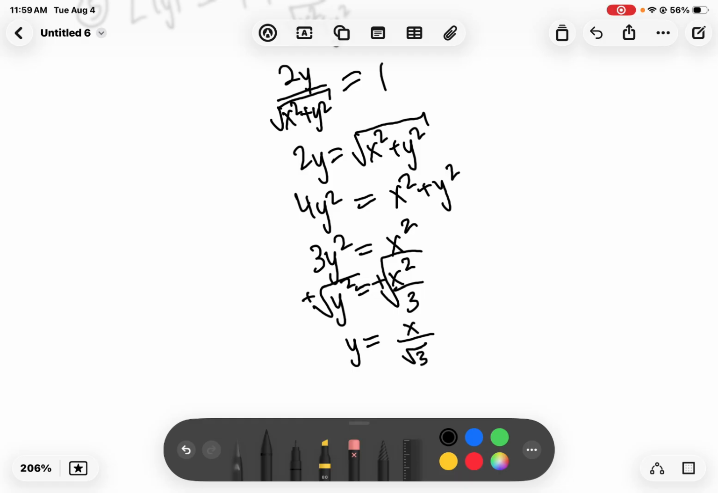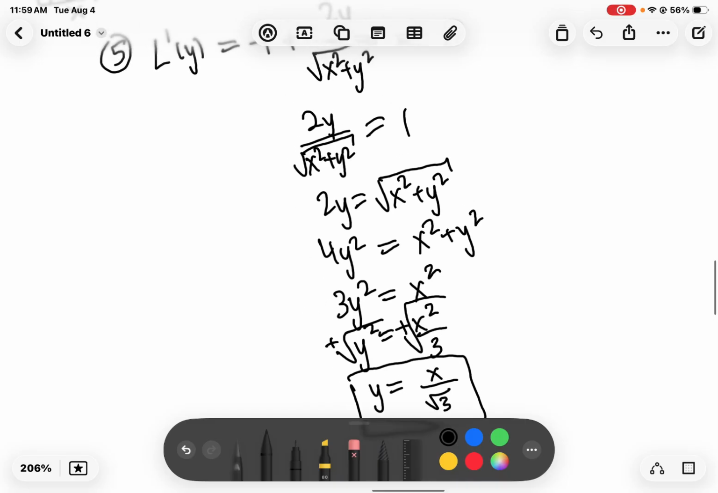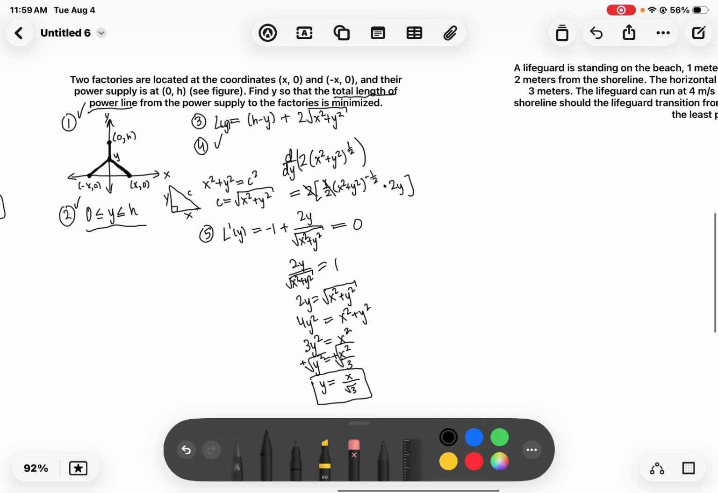So this is one of those interesting cases where our variable y that we're solving for actually depends on x, because technically x is a constant in this case, right? So technically y is a constant, but we don't know what x is, so we have y in terms of x. All right, but this is the answer. y should be whatever x is divided by the square root of 3. All right, very good.